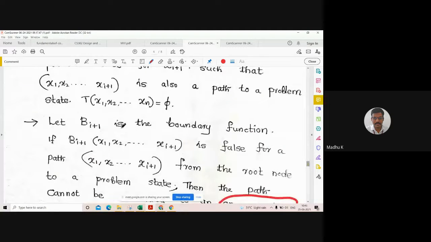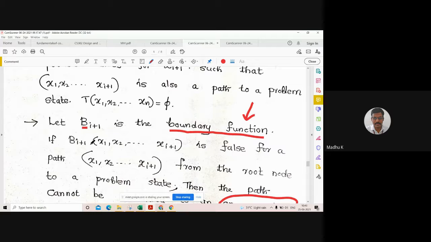Then we will take B. B means the constraint function or boundary function. Let Bi plus 1 be the boundary function. What is the use of the boundary function? It is used to implement the constraint in that problem.